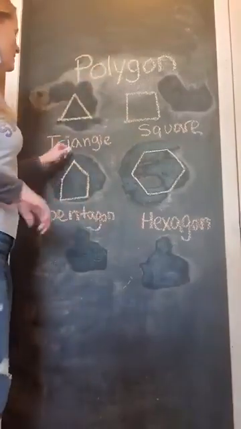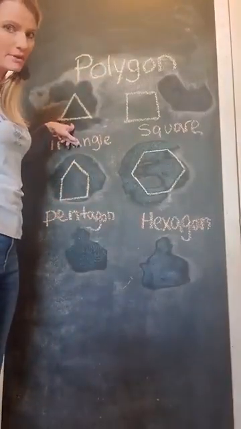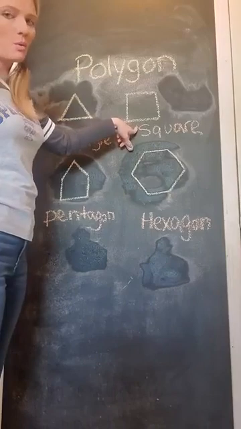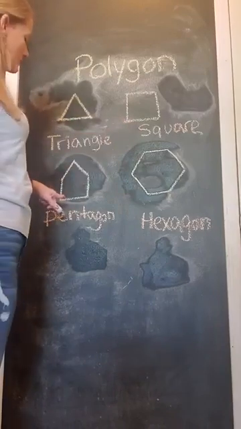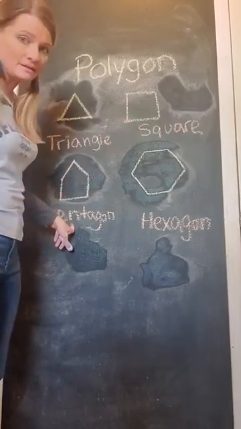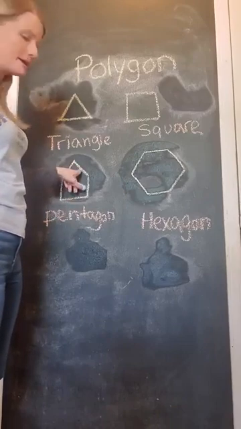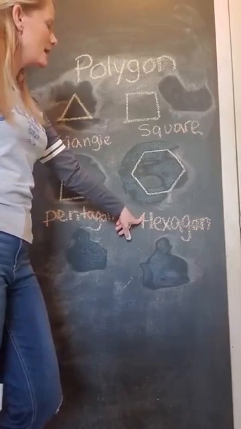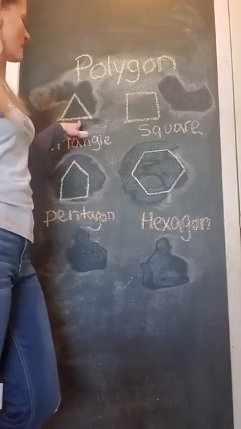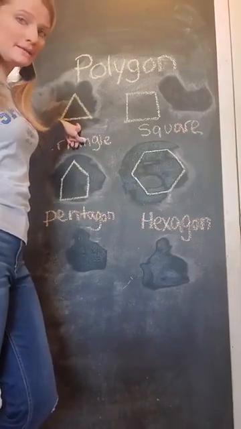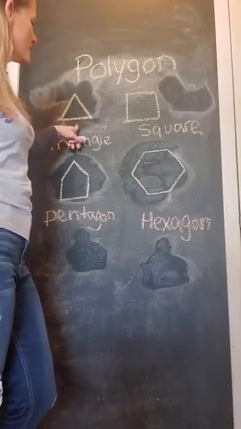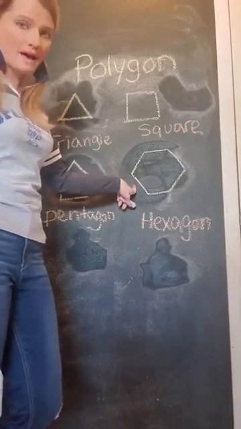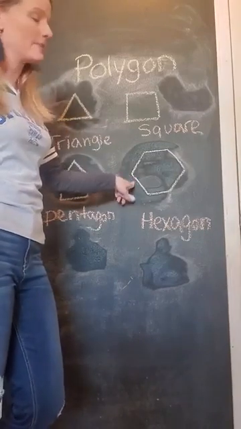I have a triangle, which I think you guys all know, a square, then we have a pentagon, which is the shape that kind of looks like a house, and then we have a hexagon, okay? So we were talking about how many different sides and angles and vertices each of your shapes had the last time we were together for math.